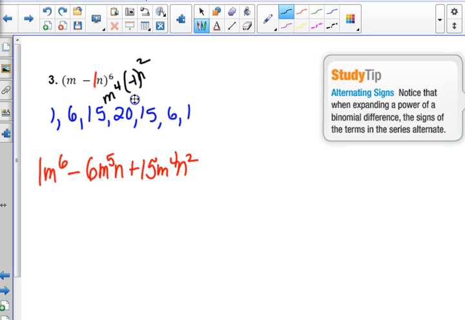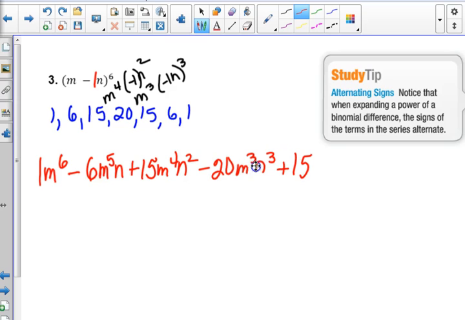The next term would have 20. It would have m^3 and negative 1n^3. Well, what's negative 1 to the 3rd? Negative 1. So it's going to have negative 20m^3n^3. Do you notice the pattern yet? Yeah. Anytime there's a negative, with a minus b back there, it's going to go plus, minus, plus, minus, plus, minus. Okay? What's the next one then?